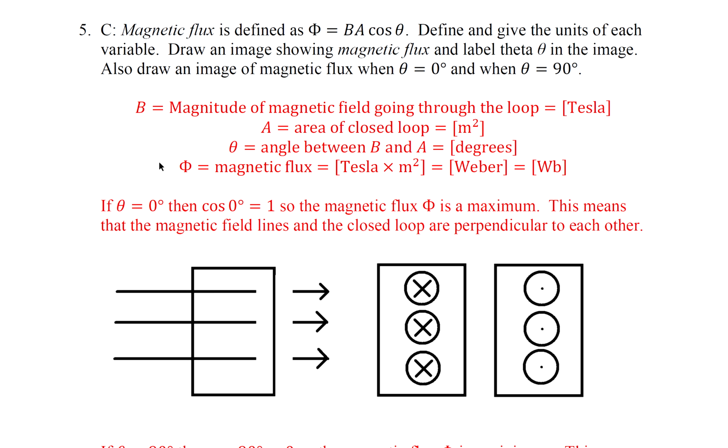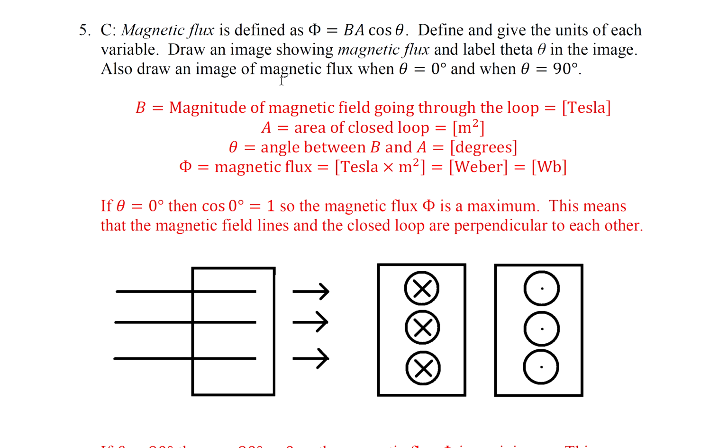Question number 5. Magnetic flux is defined as phi equals BA cosine theta. Define and give the units of each variable. Draw an image showing magnetic flux and label theta in the image. Also draw an image of magnetic flux when theta is 0 and when theta is 90 degrees.